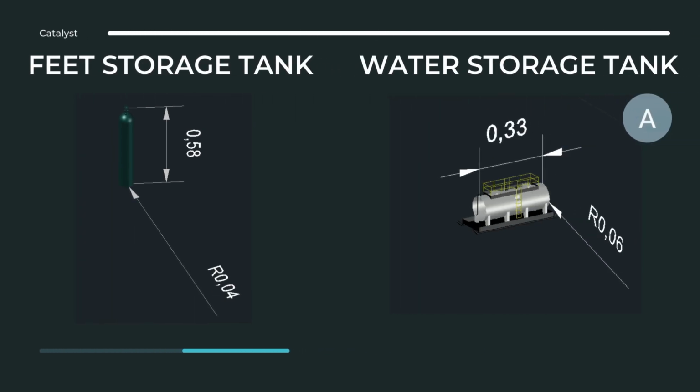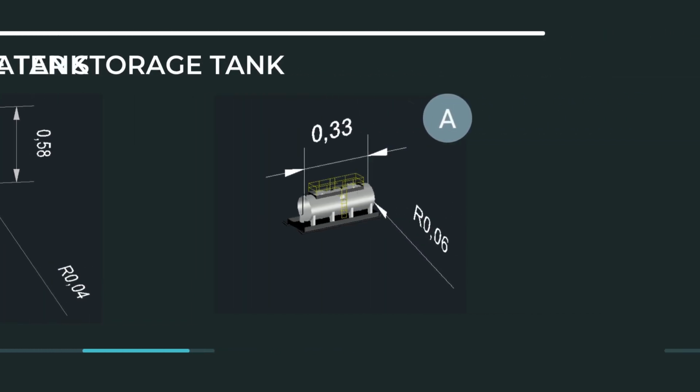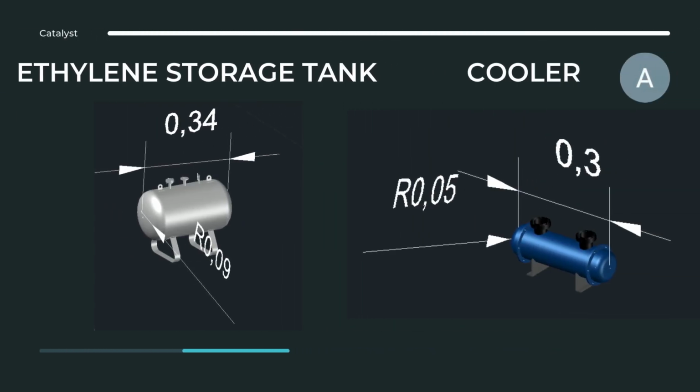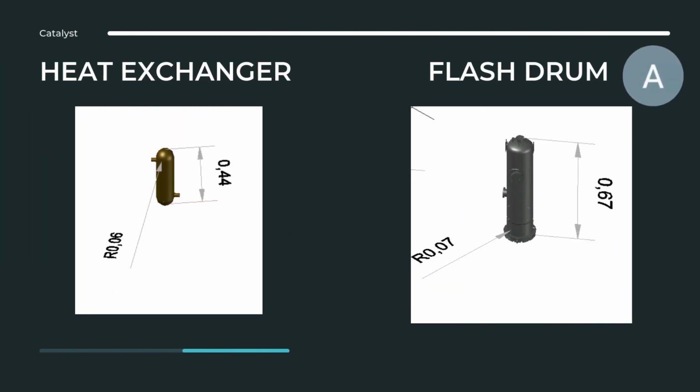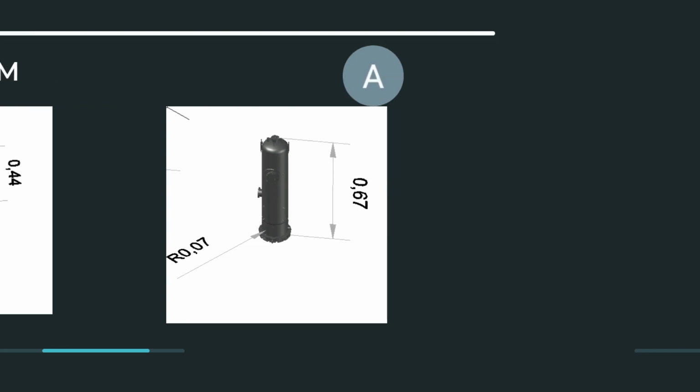This is the detailed dimension for the feed storage tank and water storage tank. And this is the detailed dimension for the ethylene storage tank and cooler. And this is the dimension for the centrifugal pump. And lastly, this is the detailed dimension for the heat exchanger and flash drum.